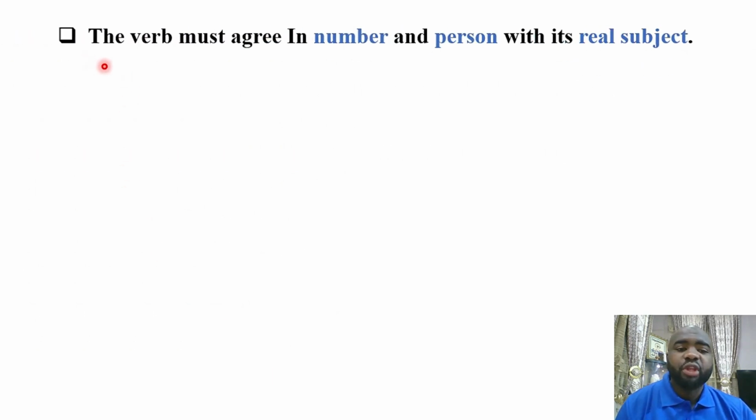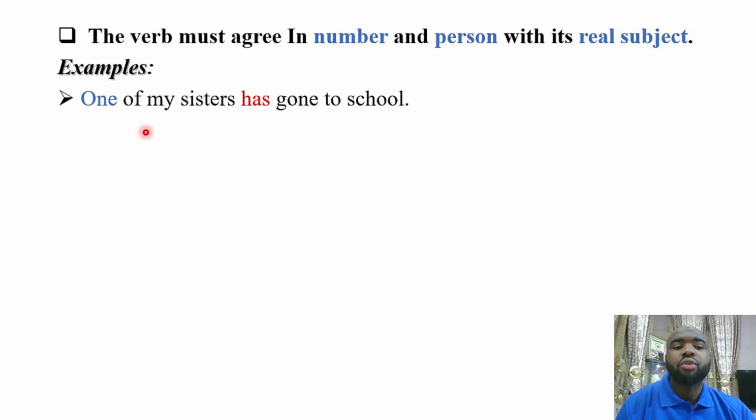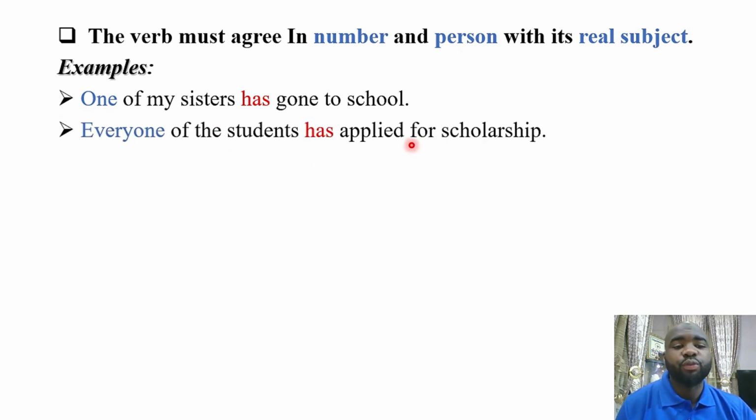Now, the verb must agree in number and person with its real subject. For example, one of my sisters has gone to school. The real subject is what? Not the sisters, but one of them, one sister, has gone to school. That is why it says in number and person with its real subject. So the real subject here is what? One sister has gone to school. One of my sisters has gone to school.